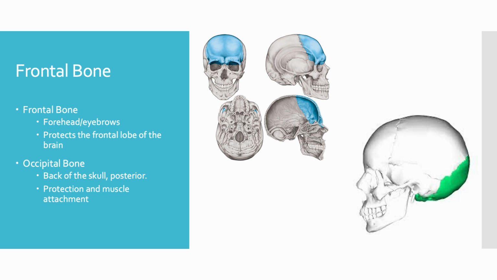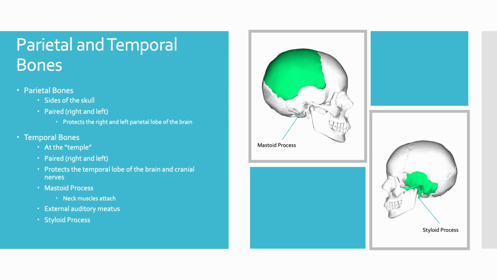Here we have the parietal and temporal bones. The parietal bones are the largest part of our skull. It's the side. There's a right and a left. These protect the right and left parietal lobe of the brain. The temporal bones are at the temple area of our head, right in front of our ear, kind of on top of it. There is a right and a left. They protect the temporal lobe of the brain and the cranial nerves, so the nerves of the brain that are behind there.